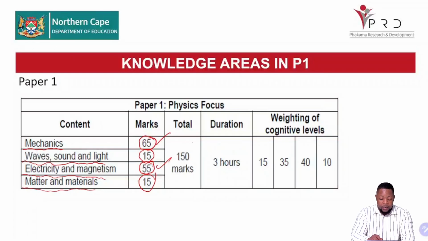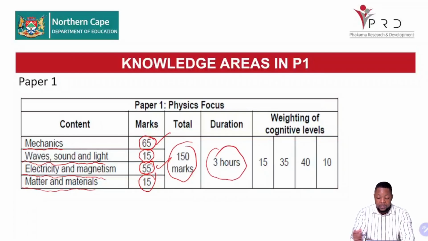The total mark of your paper 1 will be 150 marks, and the duration will be 3 hours, which is 180 minutes. So when you write your paper, just make sure that you are mindful of the time.